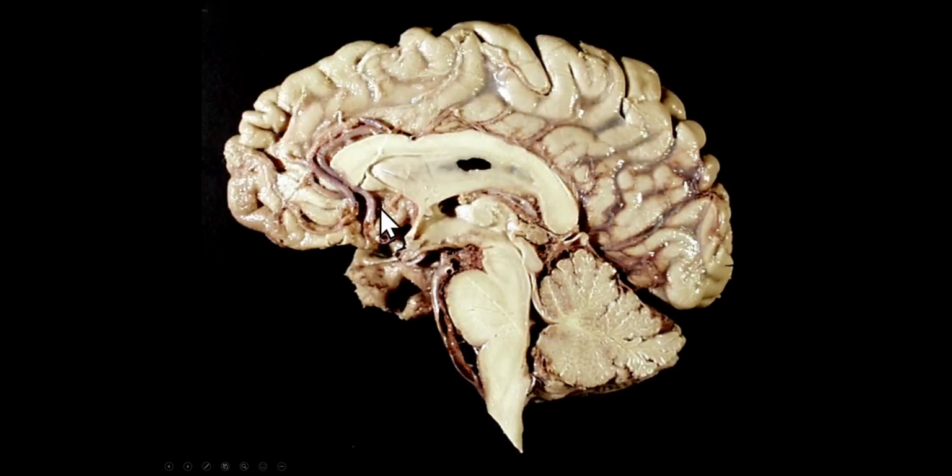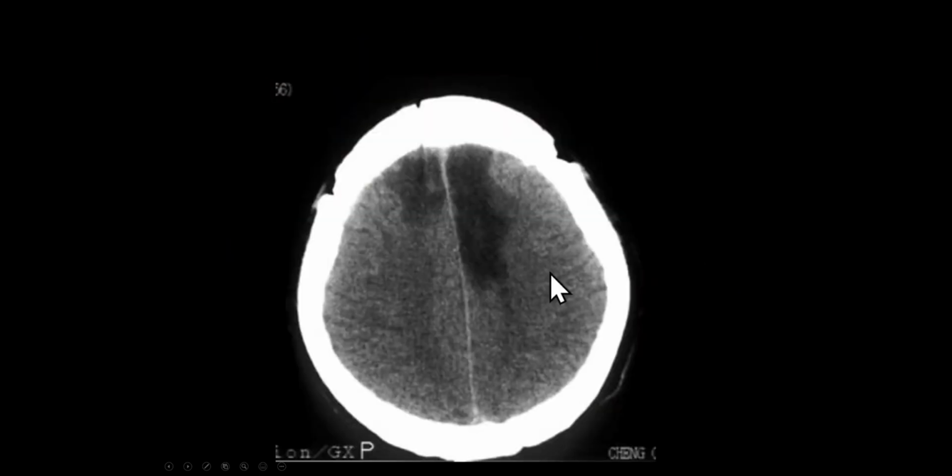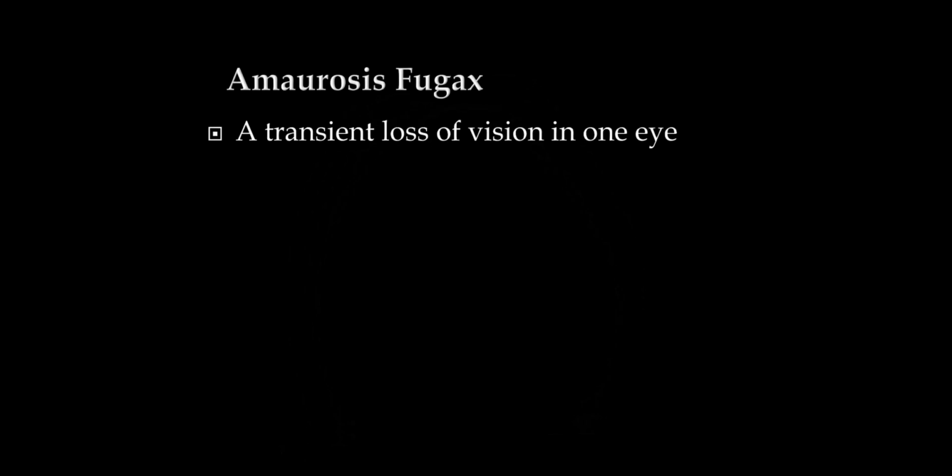And here we can see both of them coursing around the genu of the corpus callosum, coming back here to supply the paracentral lobule. So here is a patient with a bilateral anterior cerebral artery stroke. And again, these patients are going to have really a paraplegia, but also some of the cognitive abulia effects.